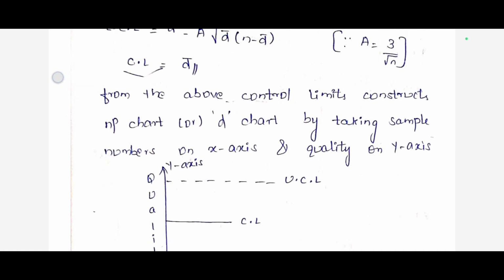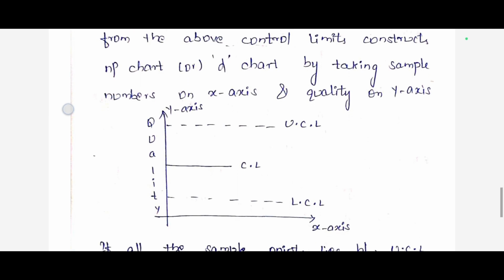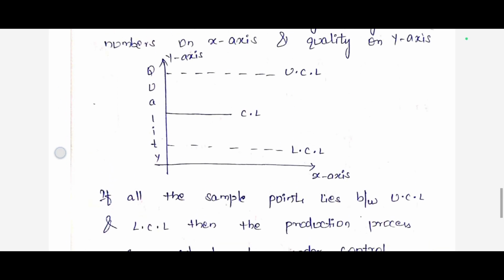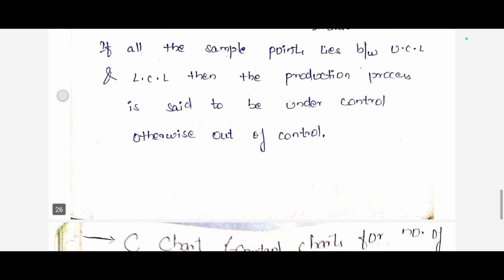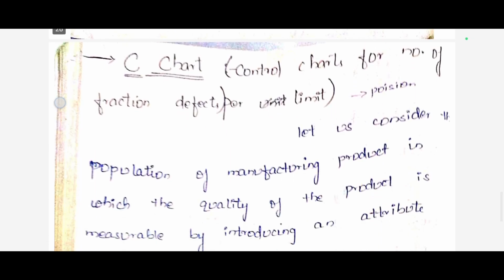From the above control limits, construct an NP chart, or we can say a D chart, by taking the sample numbers on the x-axis and quality on the y-axis. If all the sample points lie between UCL and LCL, then the production process is said to be under control. Otherwise, it is said to be out of control.